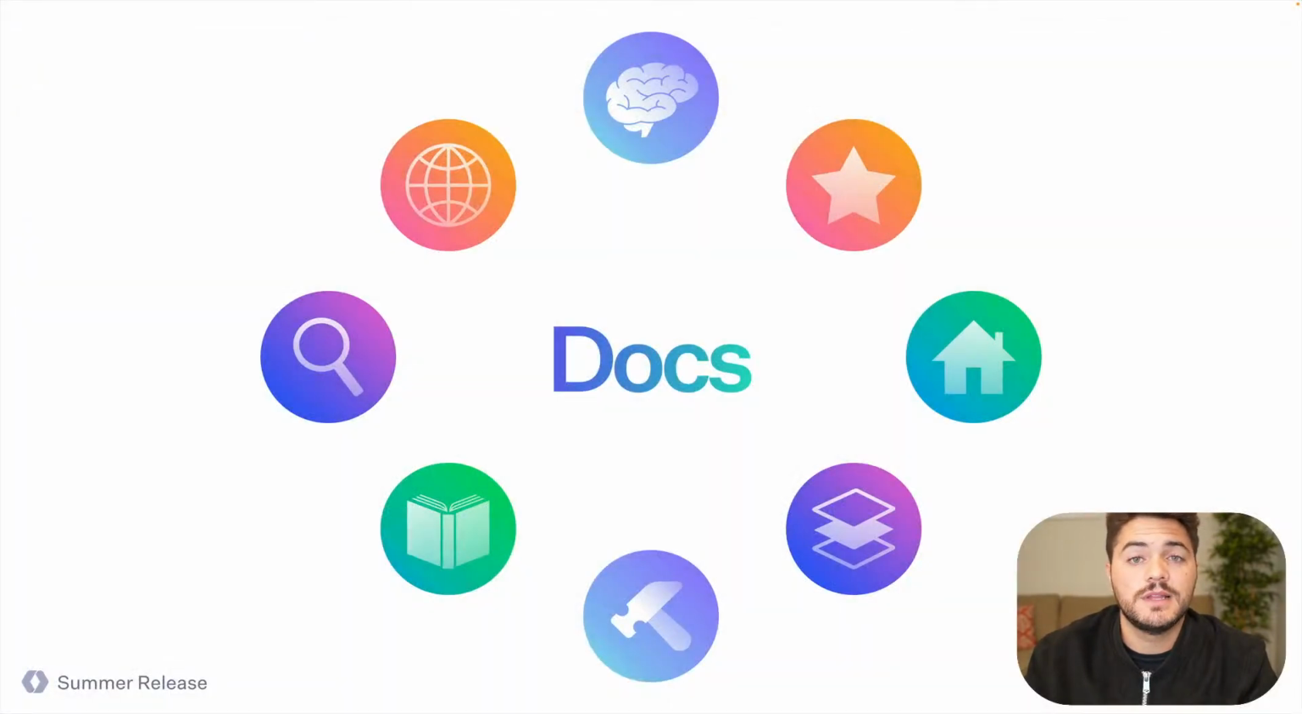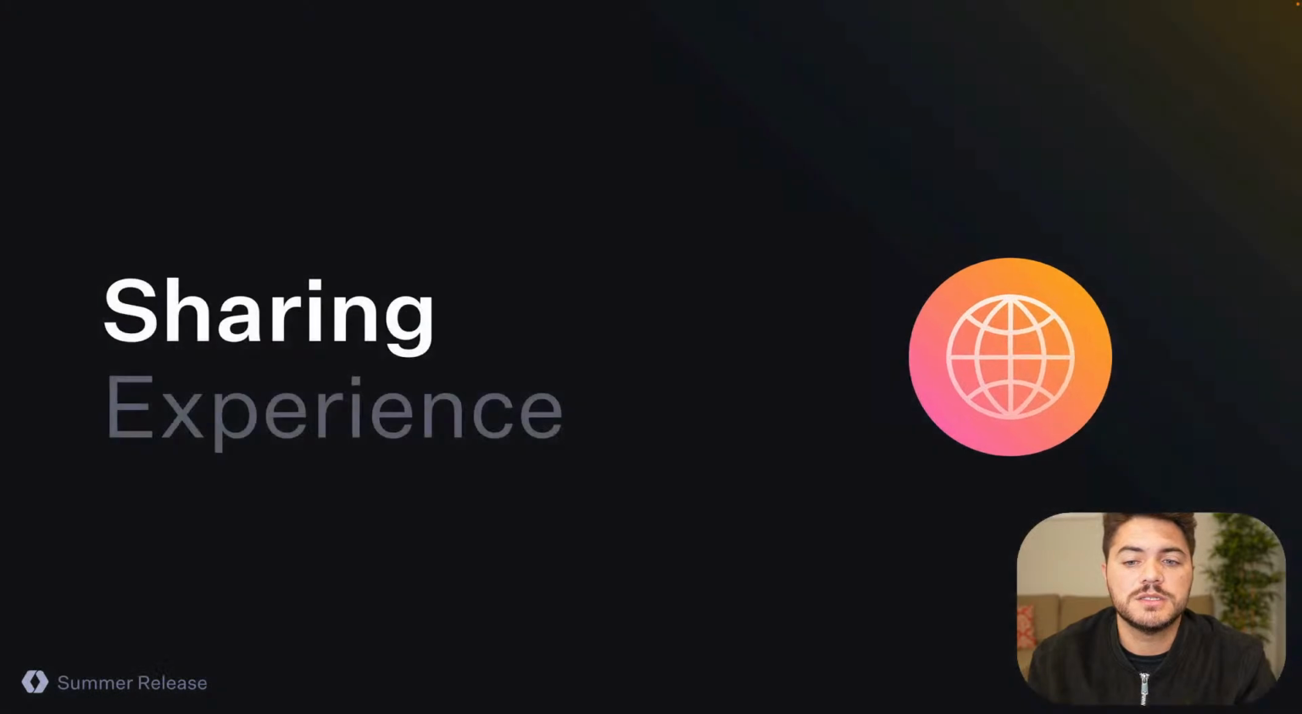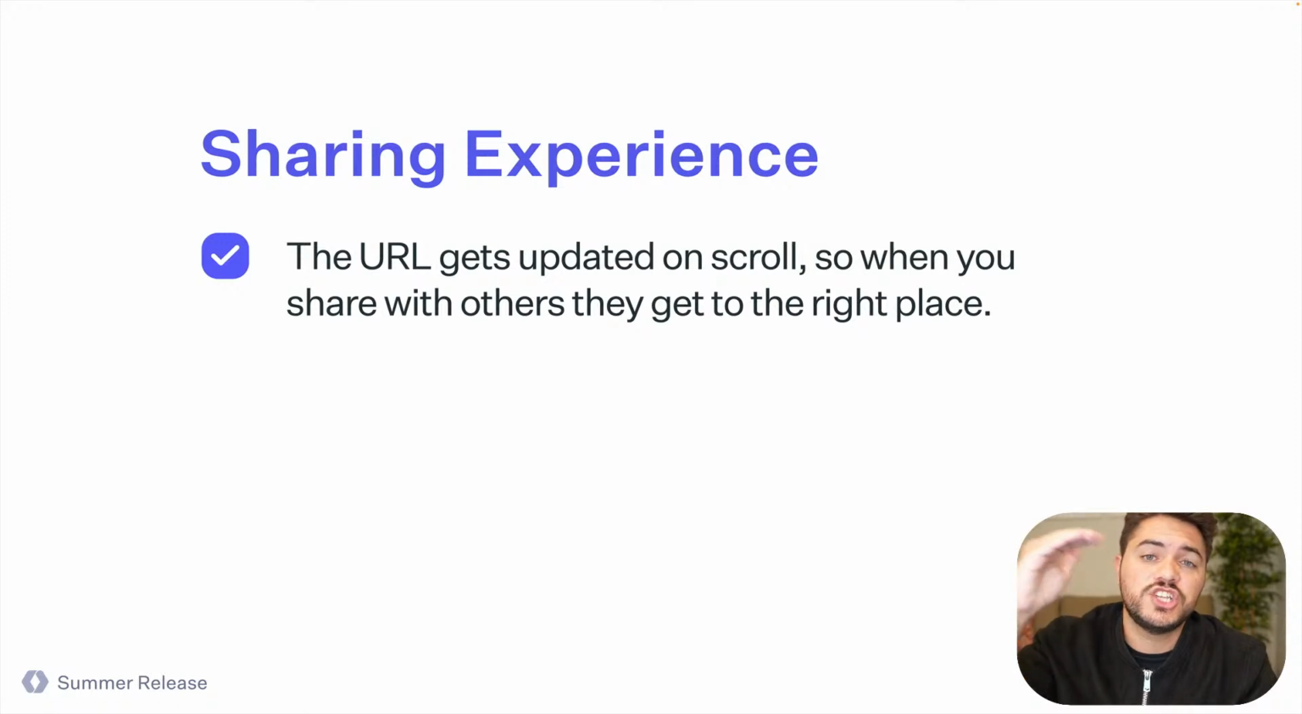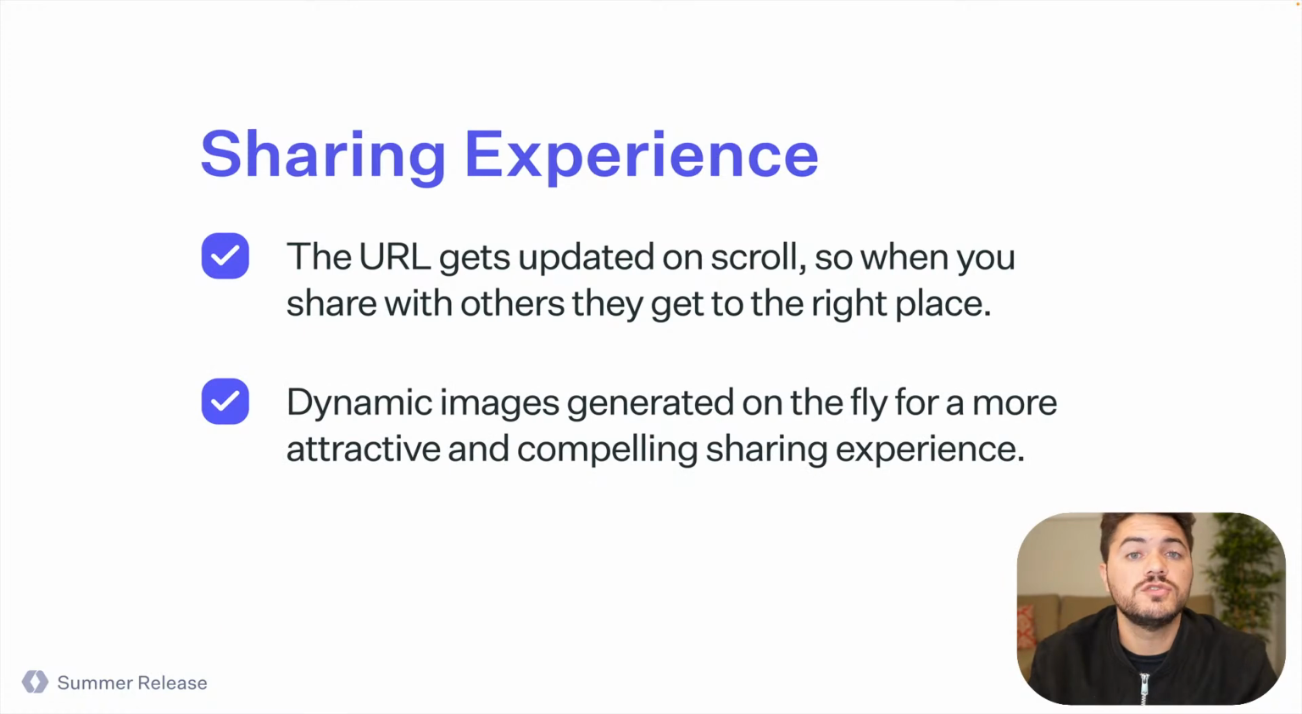Nice. And last but not least, we also wanted to improve the way images and links were shared for your coworkers or other people who are consuming the WorkOS docs. So to improve the sharing experience, we looked into changing the URL as you're scrolling through each page. That just makes it easier for you to share with someone and they get to the specific place that you wanted them to see. And we're also generating dynamic images on the fly. So when you share a specific page, we show a more compelling preview of that page.